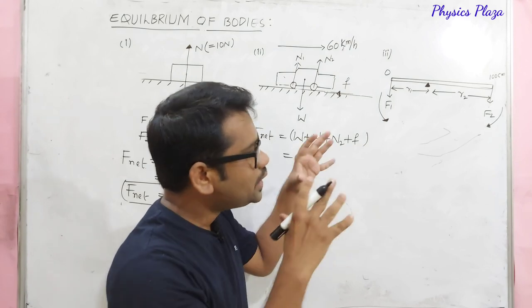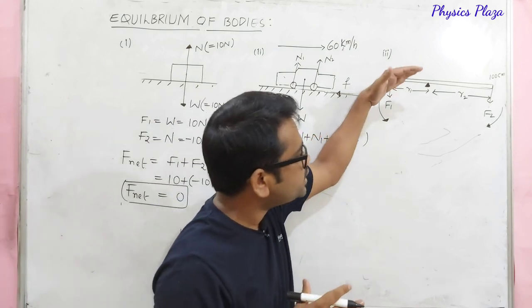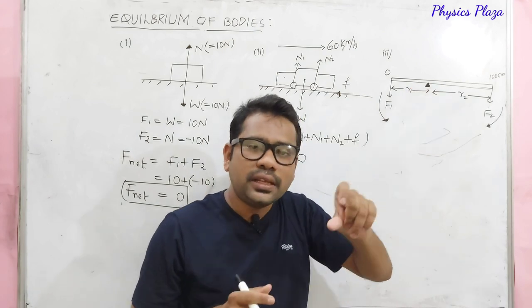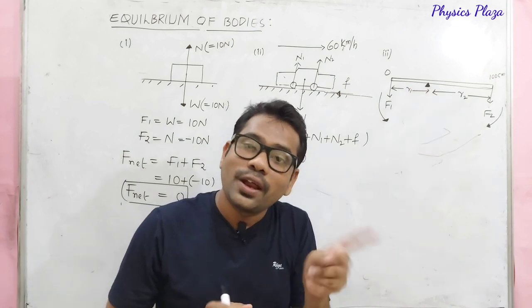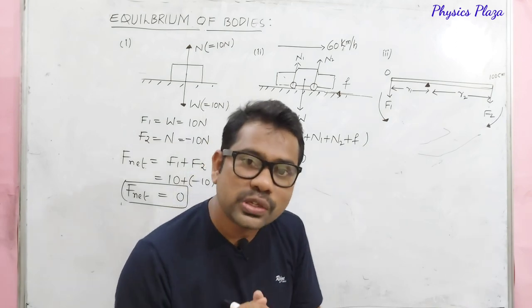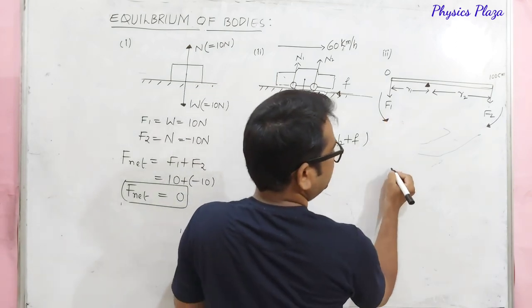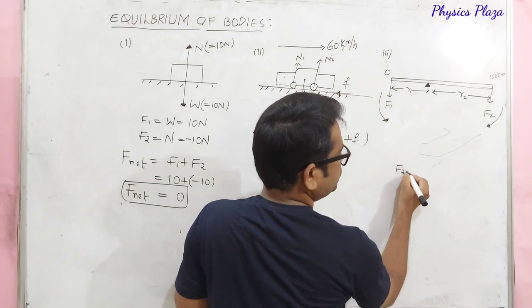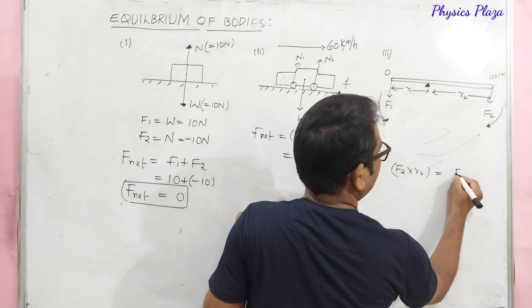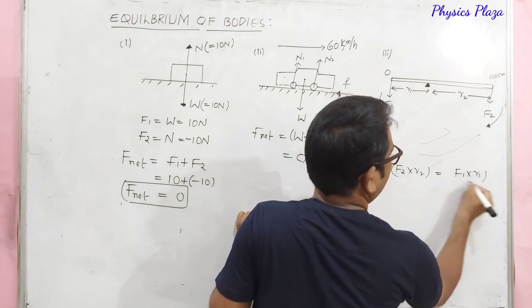But dear children, let us take a situation of this meter rule. Let us say this meter rule is neither rotating in a clockwise direction nor in an anticlockwise direction. Which means what, dear children? Which means the clockwise moment of force F2 into R2 is equal to F1 into R1.